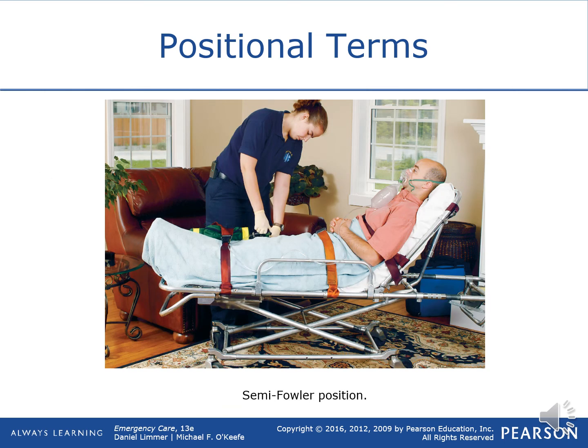Some other terms that we use are the Fowler or semi-Fowler position. So right here is an example of the semi-Fowler position. Semi-Fowler position is defined as your legs are flat, so this guy's legs are flat on a bed, and then you are sitting up halfway. Semi-Fowler is really 45 degrees and below. So this guy is right around 45 degrees, so he's semi-Fowler. Then 45 degrees and above to 90 is your Fowler position. So Fowler position is sitting pretty straight up. Semi-Fowler is kind of relaxed.